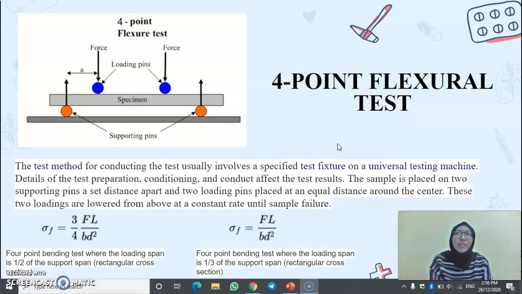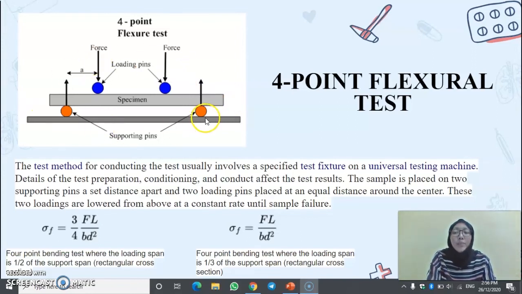So next, the 4-point flexural test. We usually hear about the 2-point flexural test and 3-point flexural test, but this is the 4-point flexural test, which is a specified test feature on a universal testing machine. The same application is also used for 2-point and 3-point, and also for the 4-point. The sample is placed on 2 supporting pins, a set distance apart, and 2 loading pins placed at an equal distance around the center. These 2 loading pins are lowered from above at a constant rate until the sample fails.